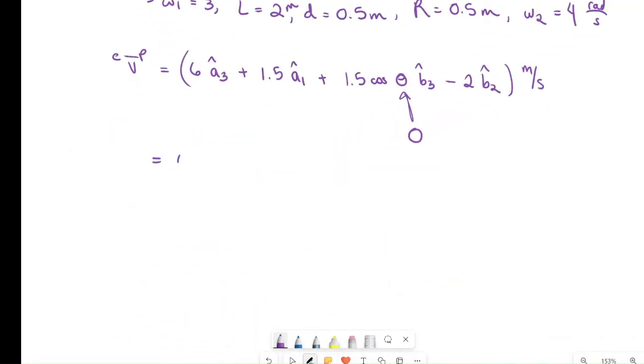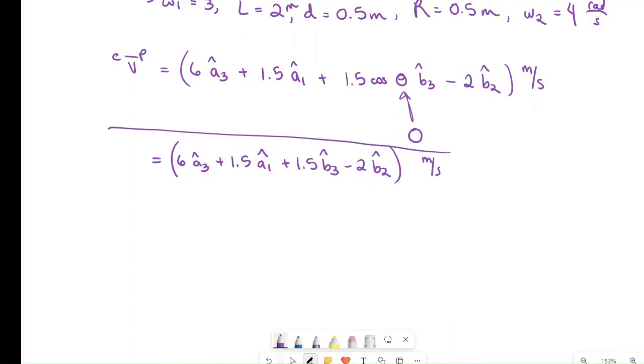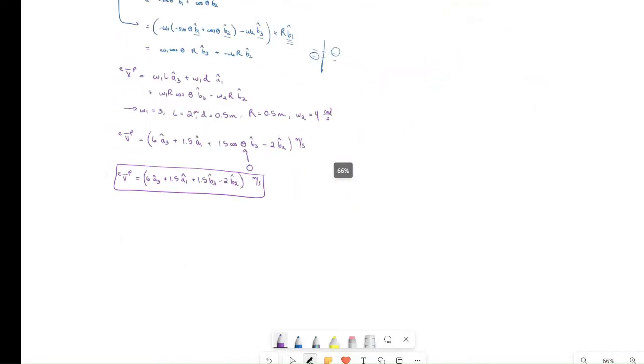So that's going to be equal to 0 at this instant. So that just gives us 6 A3 hat plus 1.5 A1 hat plus 1.5 B3 hat minus 2 B2 hat, and then meters per second. So this is the velocity of point P with respect to the E frame. Okay, now let's do the next part, which is the acceleration.